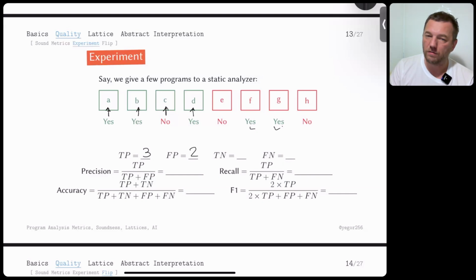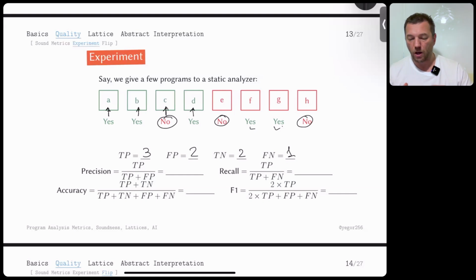How many true negatives do we have? True negative answers. This one, 1 and 2. So the analyzer gave 2 negative answers, and in reality they were true. So there are only 2 true negative answers. And how many false negatives? Only 1. So these are the numbers we collected from the experiment. This is the observation. And now let's calculate the metrics.